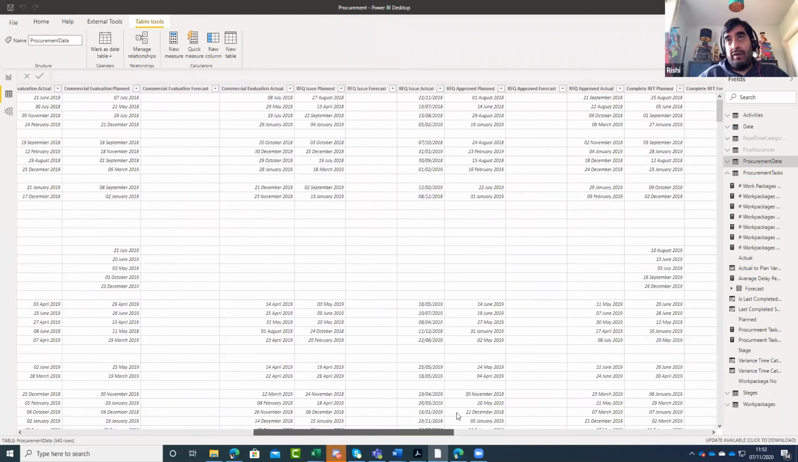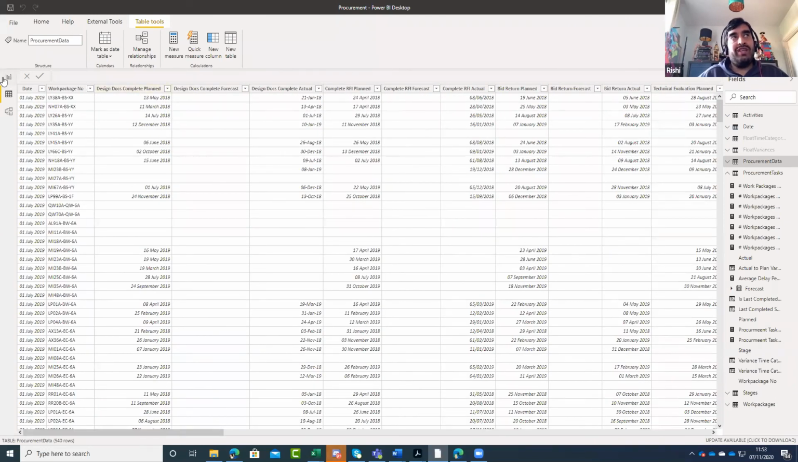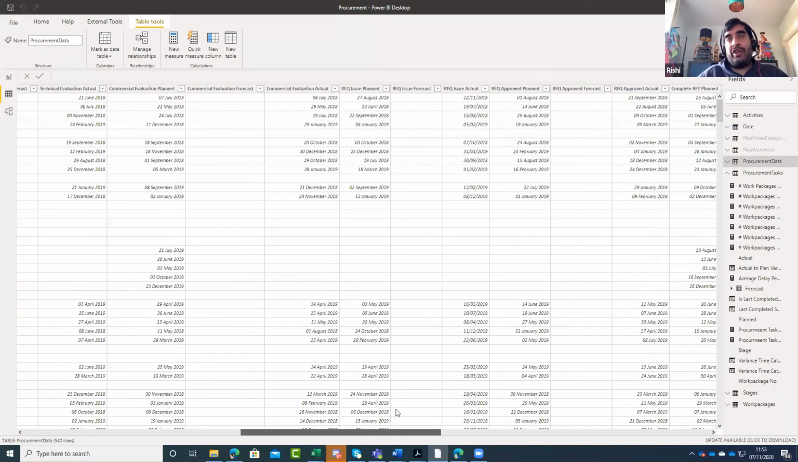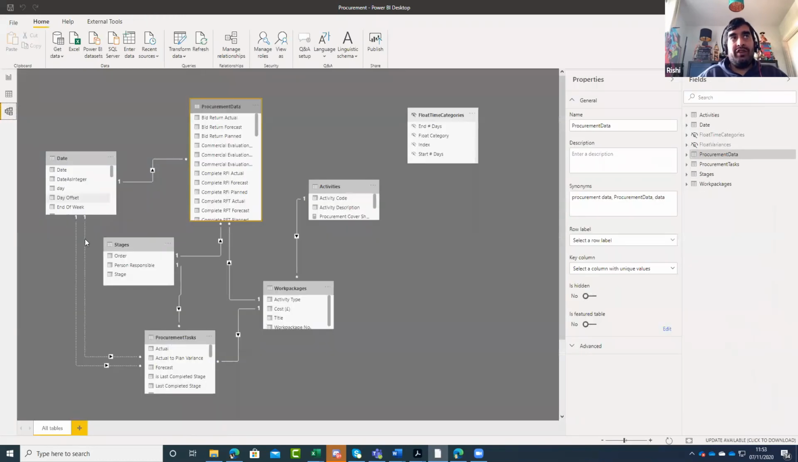So we could have 50 relationships, one for every single date field in here, which is what Power BI will do almost by default if you enable the time intelligence function. So it's a good idea to turn that off. Or we can have one date table and then have inactive relationships to all of these dates. Then in a measure I can use USERELATIONSHIP of date to design docs complete planned. So this is what we've done here: two inactive relationships, and in the measure we can activate that. You can see here's the dotted line.